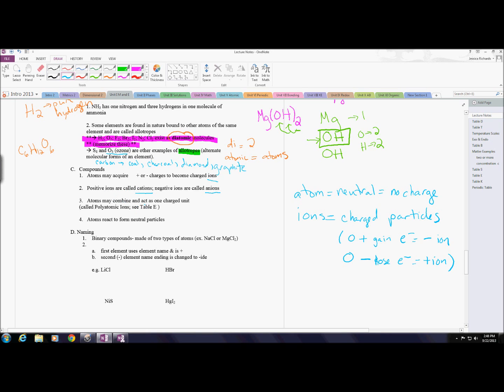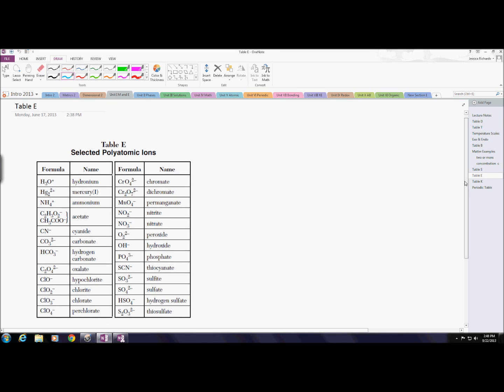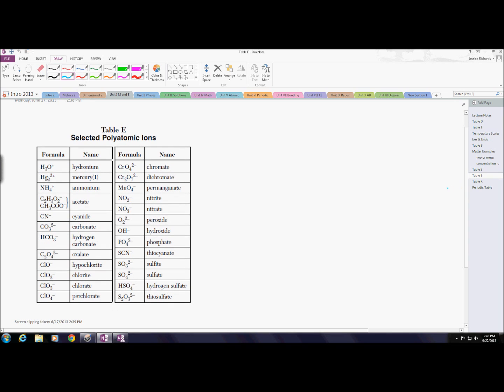Sometimes we put groups of atoms together and they end up with a charge. Those are called polyatomic ions because this prefix poly means many. So if we have many atoms hooked together and they become charged, they're called a polyatomic ion. And you need to look at reference table E. So towards the front of your reference tables, find reference table E. It looks like this. These are the polyatomic ions that we're going to use this year in chemistry.